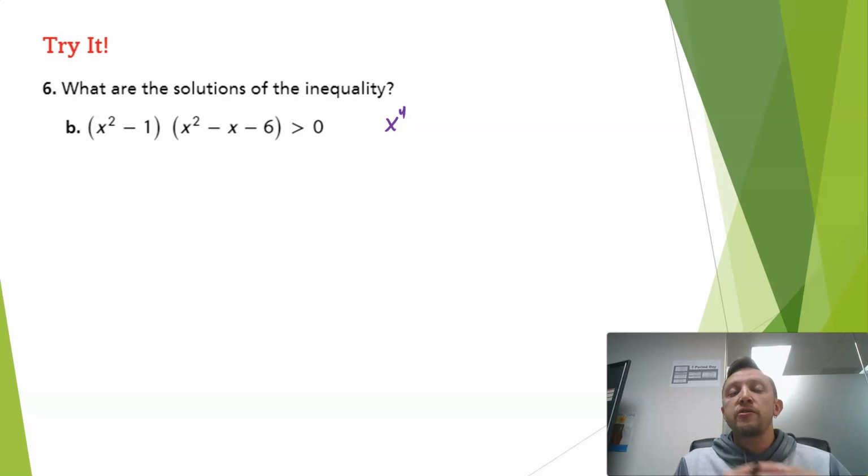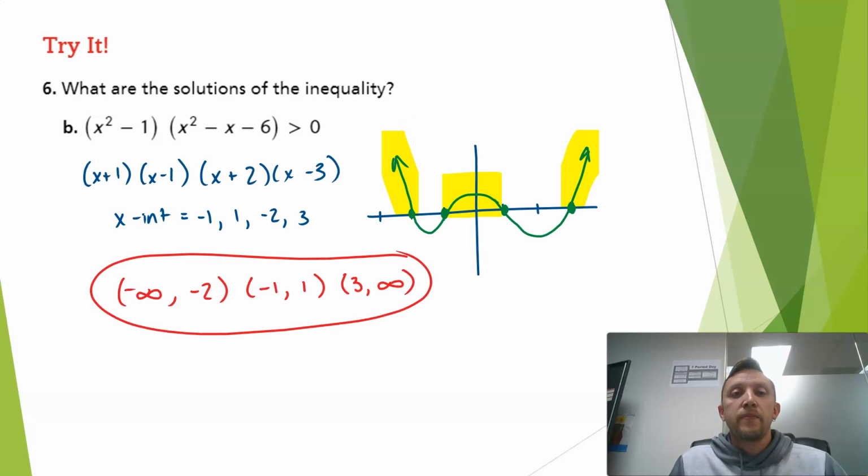So I want you guys to factor both of these down, find the x-intercepts, sketch a graph of what the graph would look like, and then use that graph to estimate the intervals where the graph would be greater than 0. So go ahead and pause this video and hit play when you're ready to check to see if you've done it correctly. All right, let's see how you did.